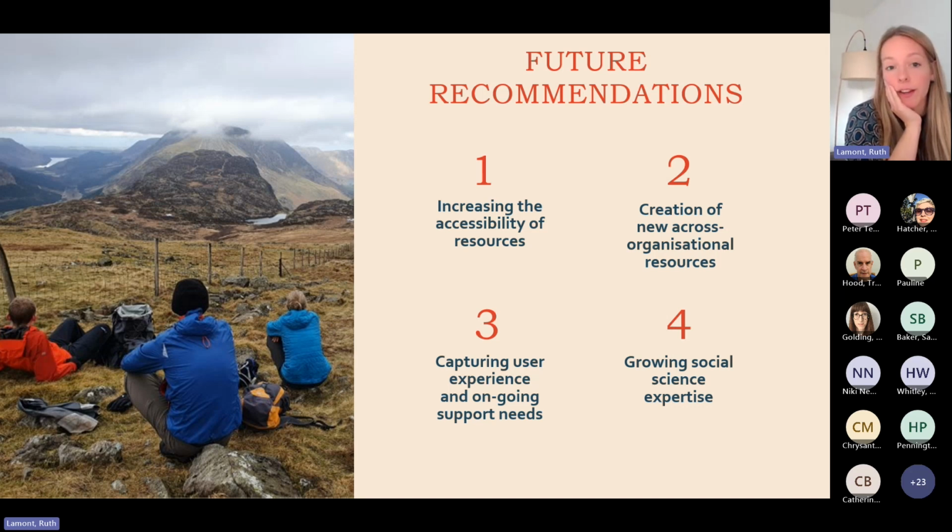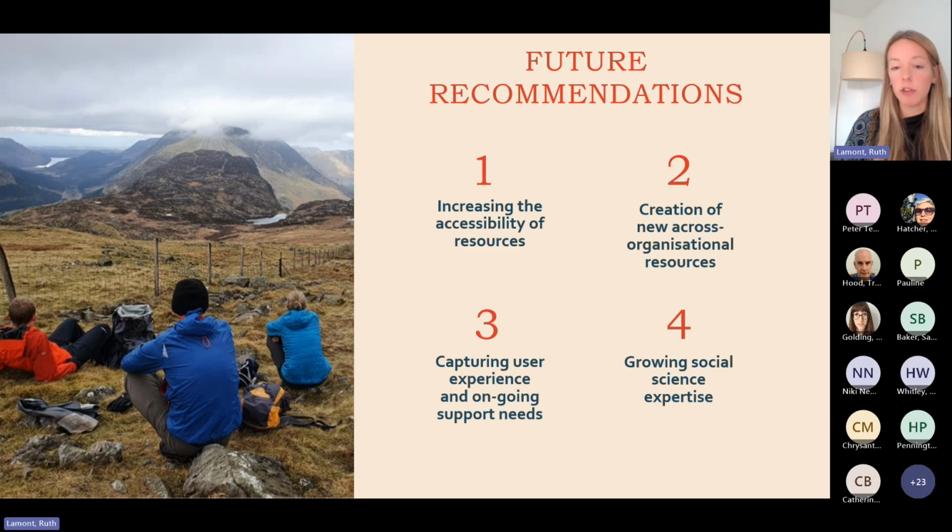So the final slide is about future recommendations. There's lots we couldn't address through this grant. We're really grateful to Access for this starting point and to be able to do that scoping. And I think one of the first things that we need to do is increase the accessibility of these resources. Maybe a user-friendly online format that's ready to share and will allow us to edit and manage the resources more effectively going forward.